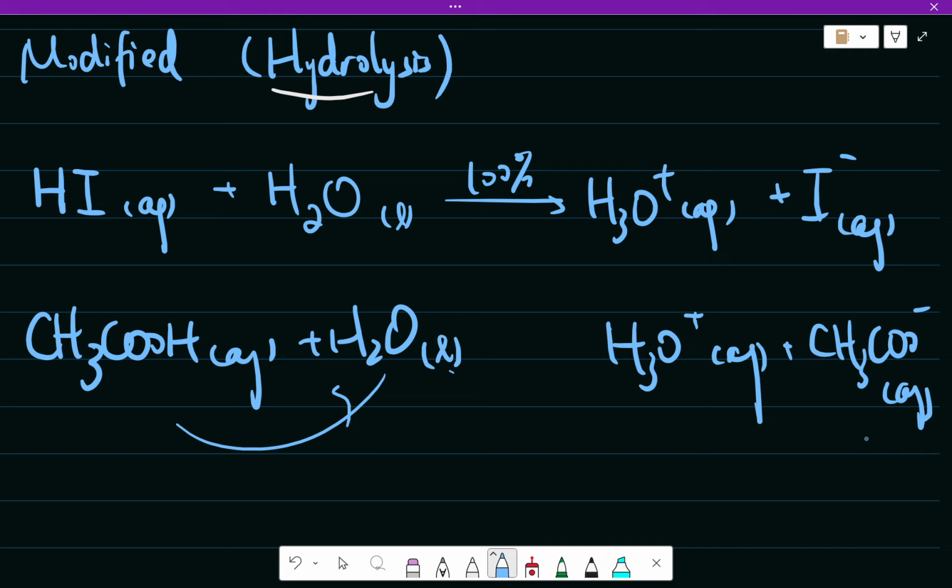And in this process, we will notice that instead of a straight arrow, we will use a double-sided arrow and less than 50%. So this is to say that when acetic acid ionizes in water, only less than half of its original compounds will ionize into hydronium and the respective conjugate base. Therefore, it will be considered as a weak acid.